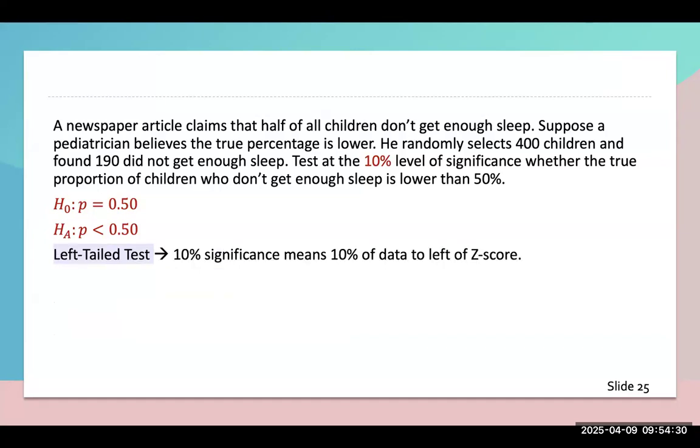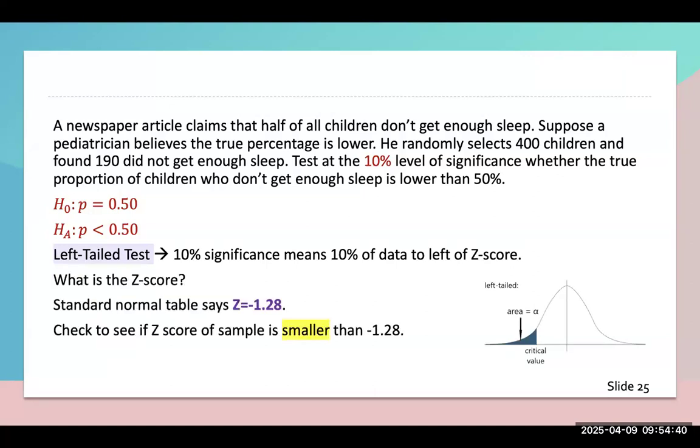So we're doing a left-tailed test. 10% significance means 10% of the data is to the left of the z-score. What is the z-score? Z is about negative 1.28. And our goal is to take our statistic, find the z-score that corresponds to that statistic, and see if we're below the critical value.